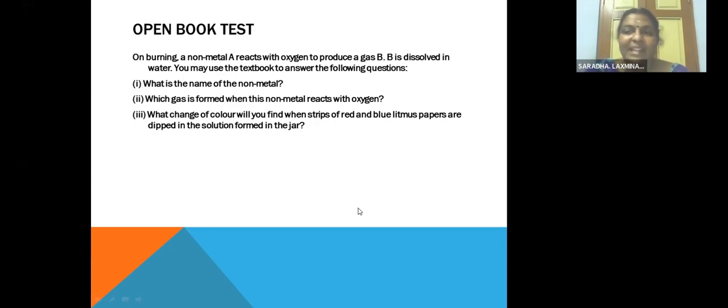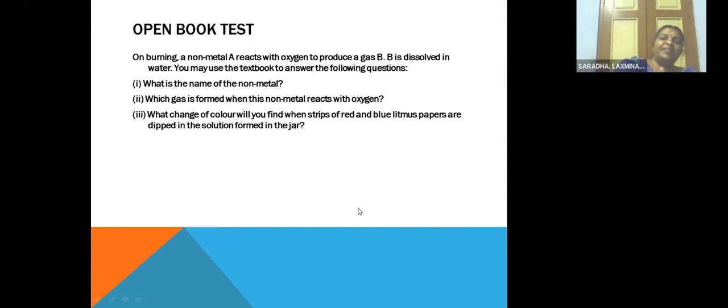All right, metals and non-metals. I thought I'll use this as an introduction. So sulfur reacts with oxygen to produce a gas. What is the name of the gas that is produced? Sulfur dioxide. And when this sulfur dioxide dissolves in water, it forms sulfurous acid.